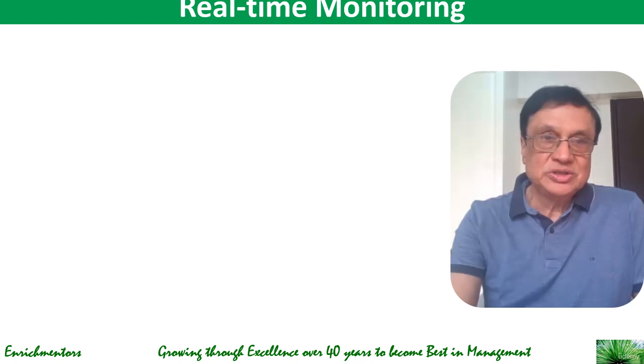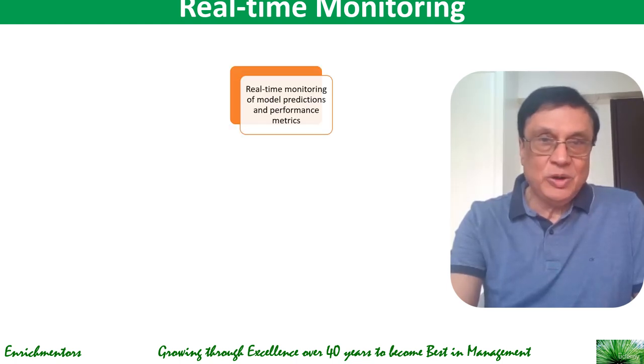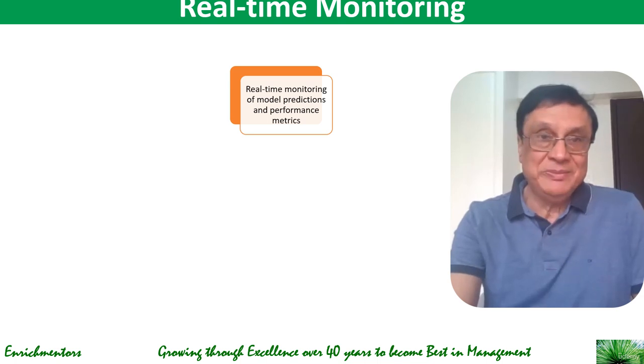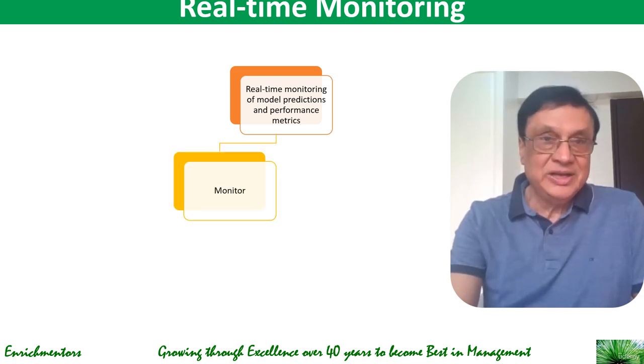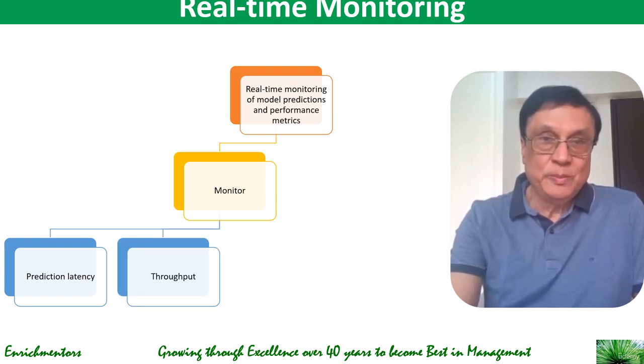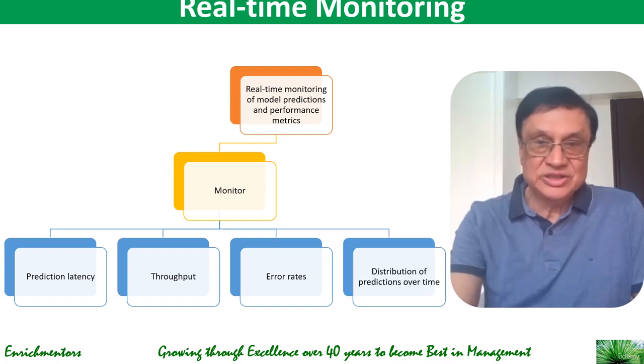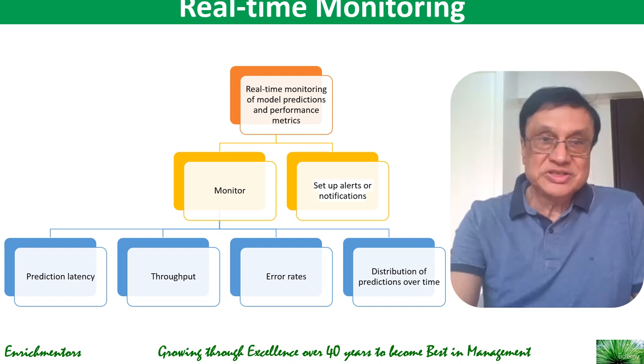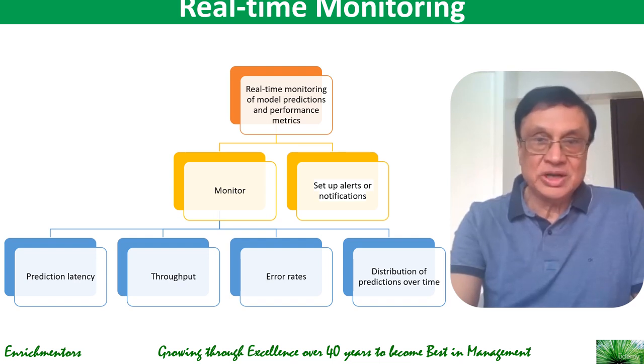Then what you need to do is to implement real-time monitoring of the model predictions and performance metrics in the production environment, real life. And there you need to monitor prediction latency. What is your prediction latency? What is the throughput? What are the error rates and the distribution of the predictions over a period of time? Also, you need to set up alerts and notifications to trigger when performance metrics deviate significantly from expected values.